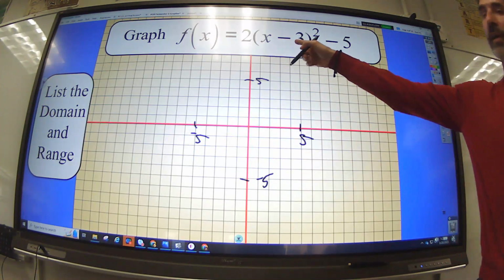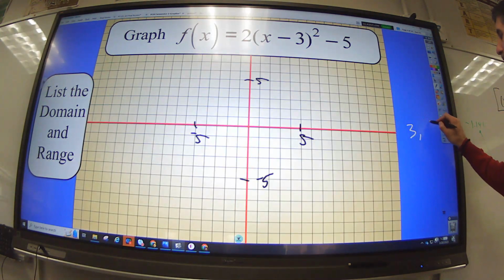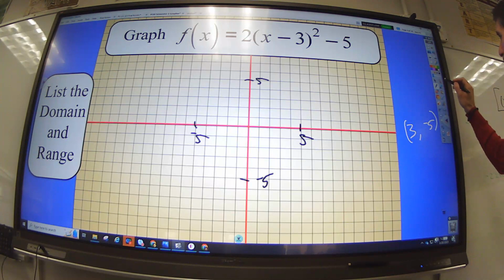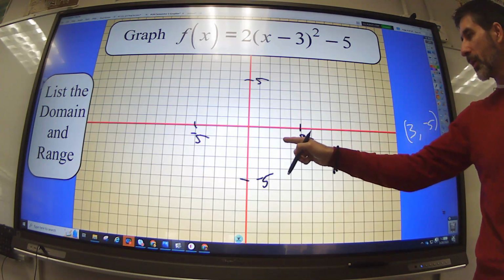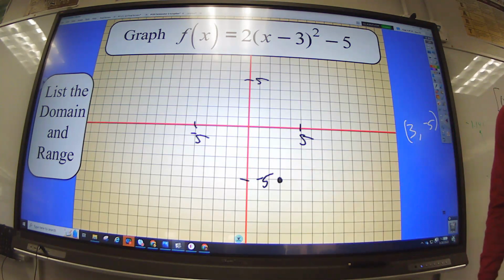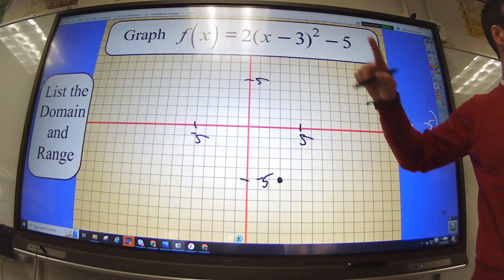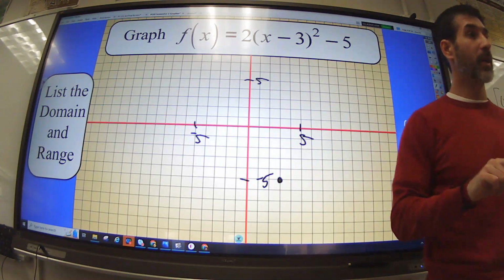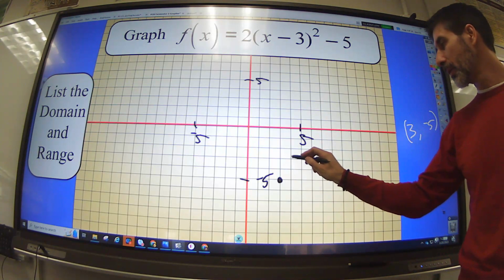Okay, what's my vertex? My vertex is 3, negative 5. So I'm going to hit that 3, negative 5. I got to go over 1, 2, 3, and down 1, 2, 3, 4, 5. Right there is my vertex. Then I want to go right over, it's a parabola, right? Over 1, up 1, over 2, up 4, over 3, up 9, except I multiply by 2. Over 1, up 2.